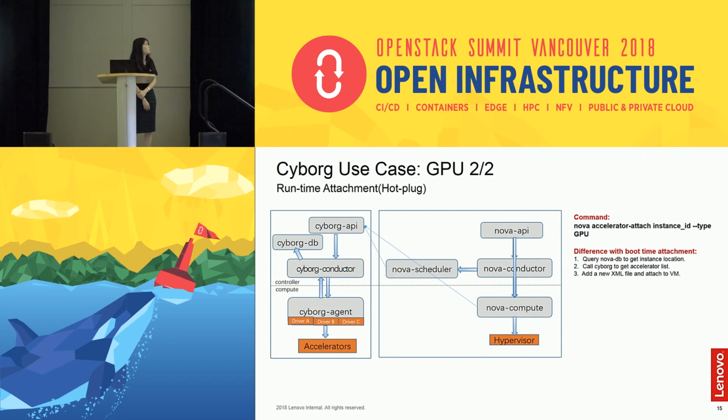Next is the workflow of the GPU runtime attachment, also called hot plug. To do so, we use the Nova attach command with a specific instance ID, accelerator ID and accelerator type. Attaching a GPU at runtime is a little different from boot time attachment. First, Nova API queries the DB and gets the compute node which has the instance. Then it calls the Cyborg API to list the accelerator resources in that compute node. And if the required GPU resources exist, it will pass the request to the compute node. In the phase of attaching accelerators to the instance, Nova compute adds a new XML with the GPU PCI address.